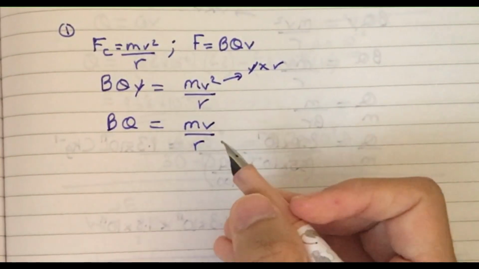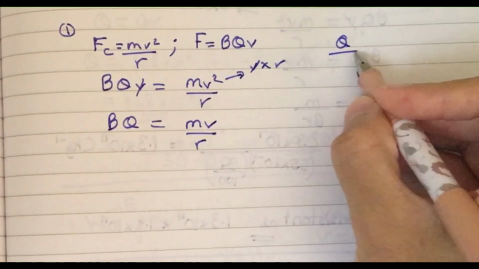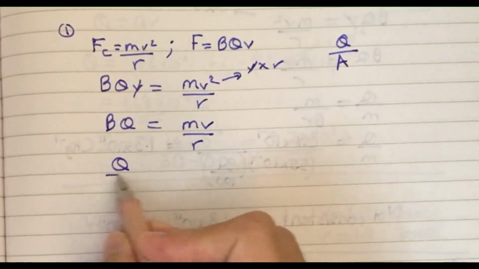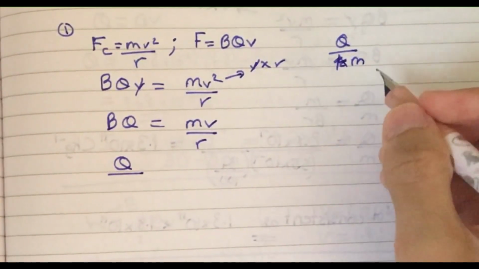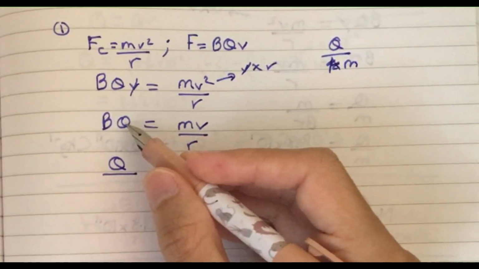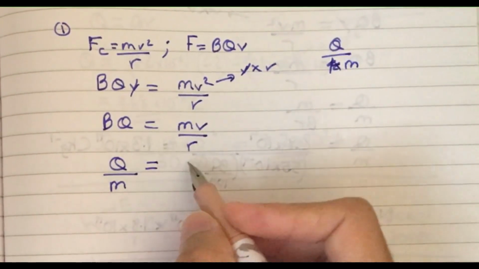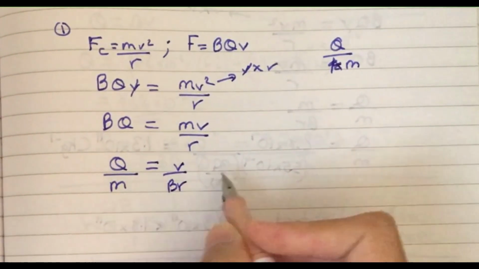Now I need charge per mass, right? Charge per unit mass. Charge per mass basically means coulombs per mass, my bad. So you need coulombs per mass, so it's Q by M, right? So Q by M is equal to V by BR, right?